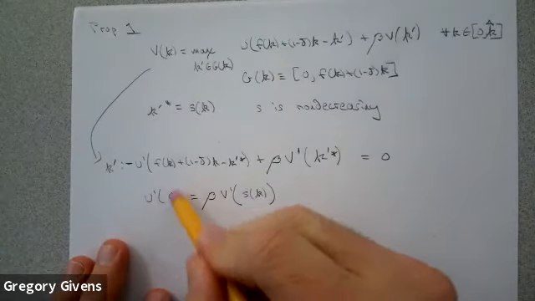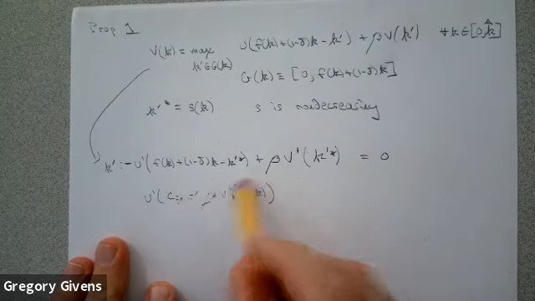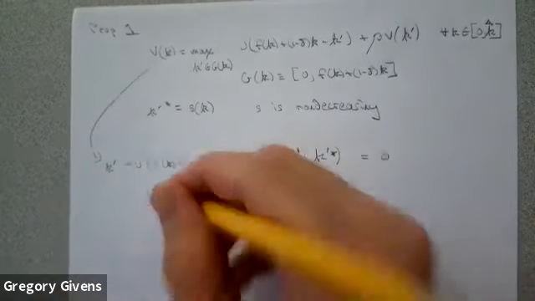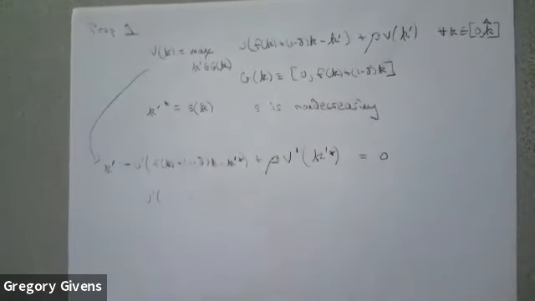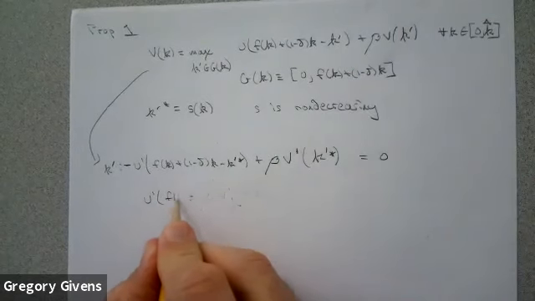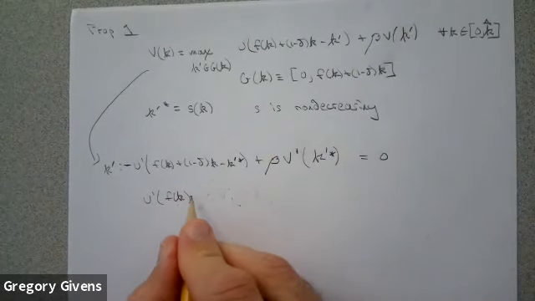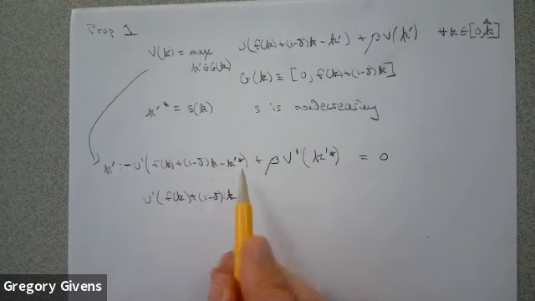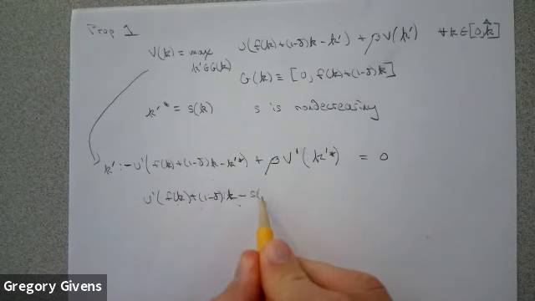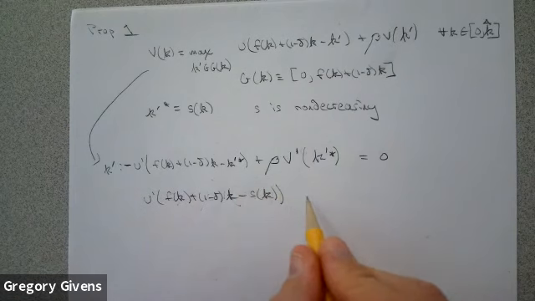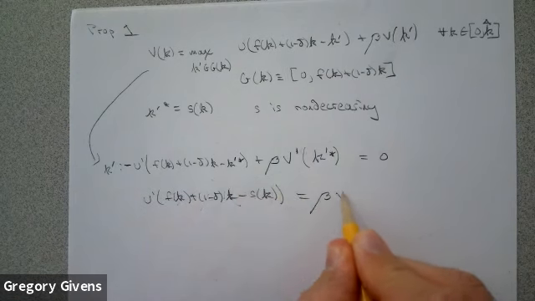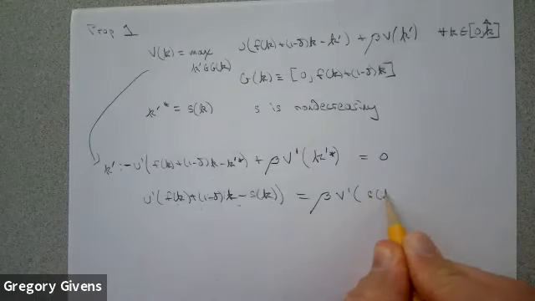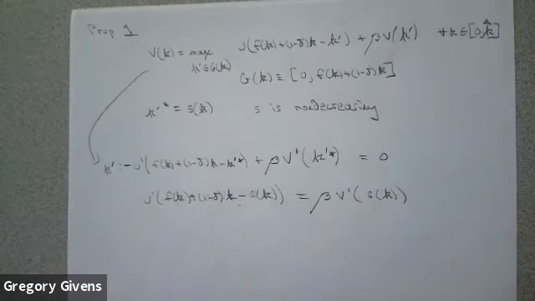Let me write this out longhand just so no one is confused by this. So instead of substituting in consumption right now, let me write this as F of K plus 1 minus delta K minus K prime star is S of K is equal to beta V prime S of K. Okay, that's the first order condition.